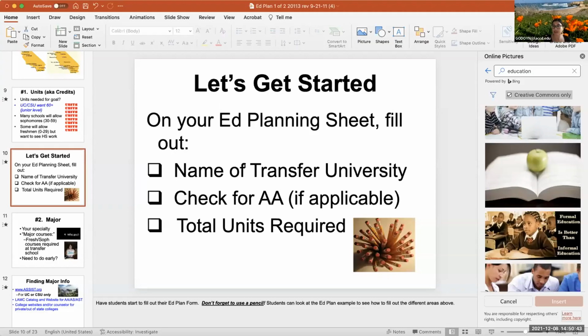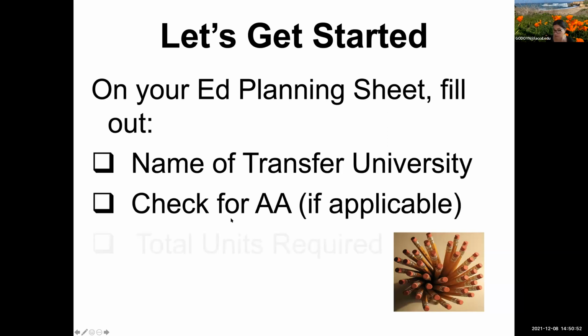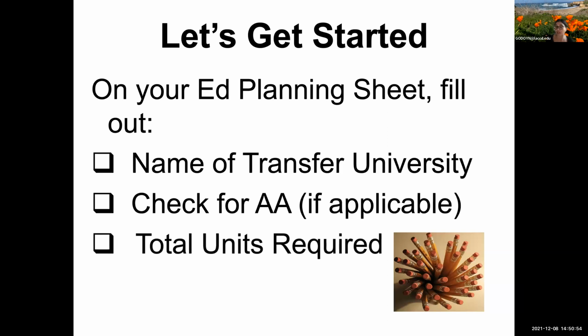Okay, so we've put the name of the transfer university if we're thinking about transfer. We selected if we're gonna get an associate's degree or not. If so, what associate's degree, what major, and we've put how many units are required for our educational goal. Associate's degrees and transfer, you need 60 units.